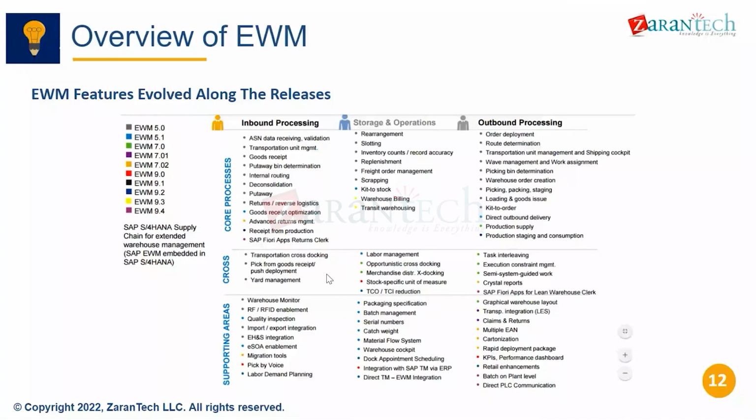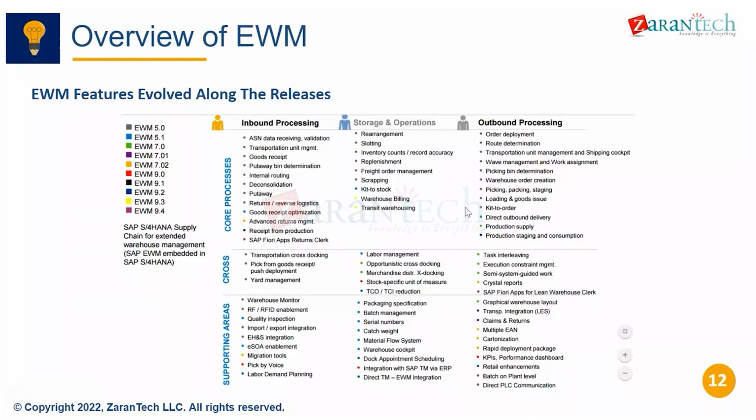Then these supporting area processes are the warehouse monitor, RF, quality inspections, and pick by voice. These are processes required to get the proper KPIs, or to get additional functionality like pick by voice, some advanced functionality to smooth the processes of picking and put away. So those are the supporting areas. We will come to the details of each process.